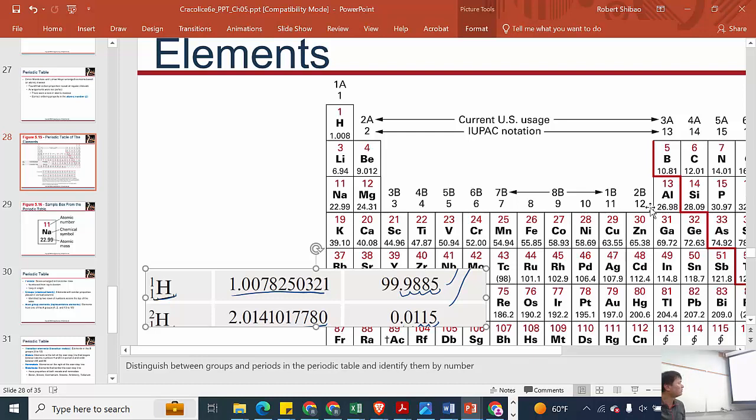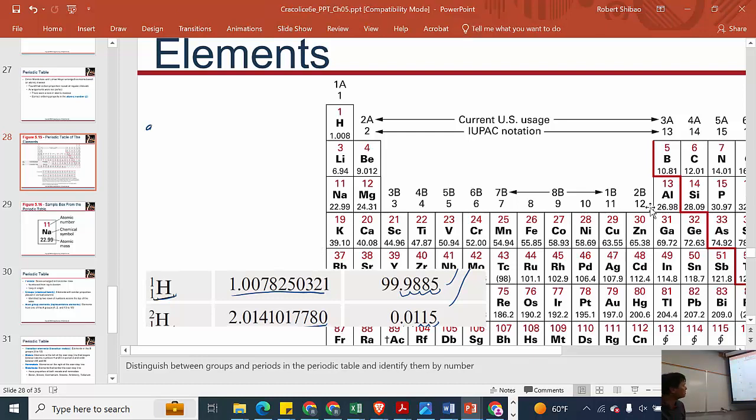All right, so if I want the average, I'm going to take the fractional abundance, which I'm just going to leave as 99.9885 out of 100, will weigh 1.0078250321, plus the other fractional abundance, which will be 0.0115 out of 100. These are percent. Actual abundance will weigh 2.014117780.